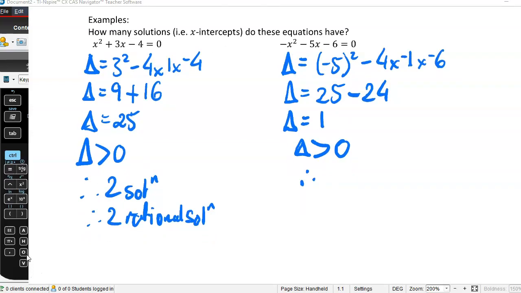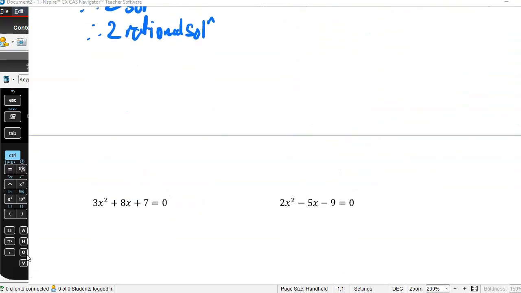Therefore, we've got two solutions. And with 1, is that a perfect square? Yes, it is. It's a perfect square, so we've got two rational solutions. Okay.